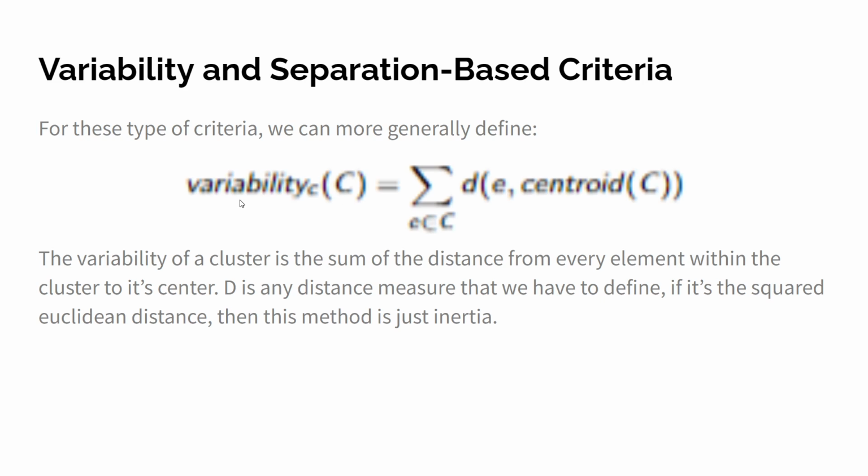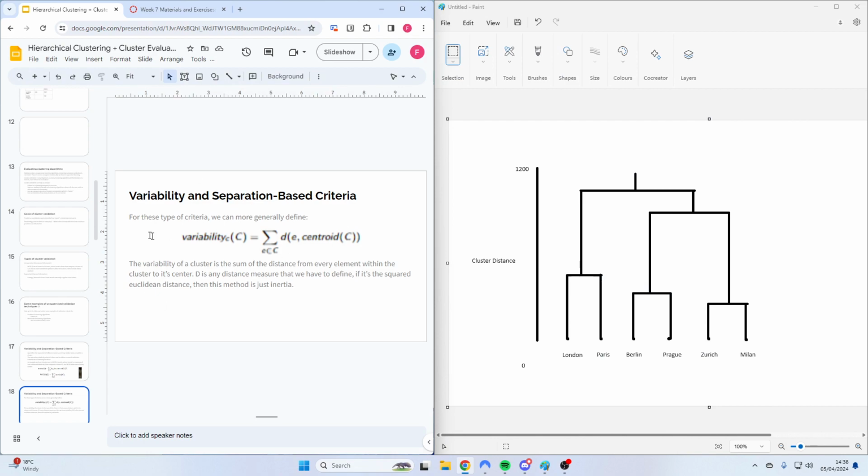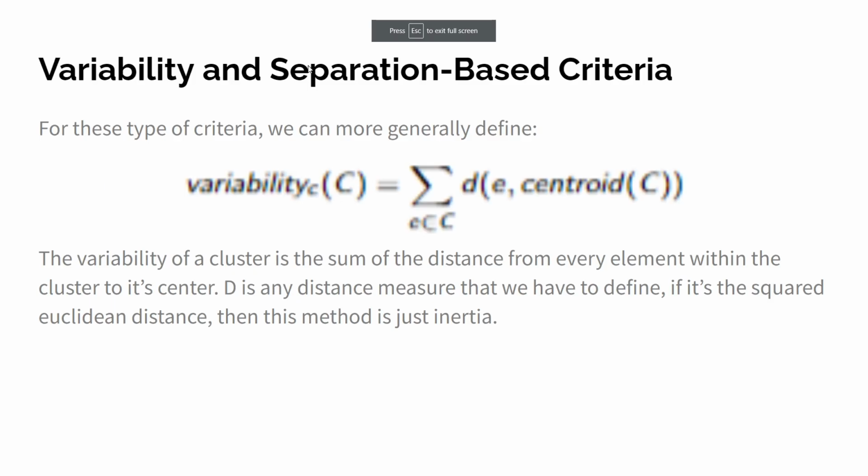So remember, the variability of a cluster is the sum of the distances from every element within the cluster to its center. We're just trying to see how compact the cluster is. One way of doing that is inertia, but there are multiple different distance functions we can use. We could just use Euclidean distance, or any other type of distance, or we can make our own.